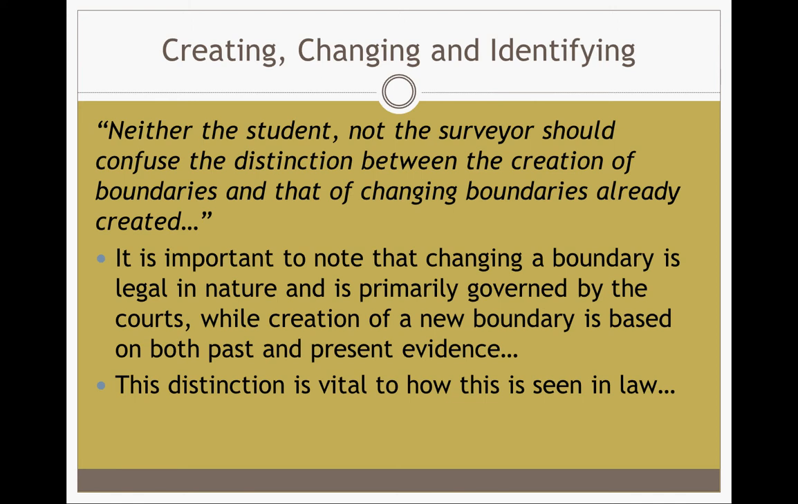Creating, changing, and identifying boundaries. Neither the student nor the surveyor should confuse the distinction between the creation of the boundaries and that of changing boundaries already created.